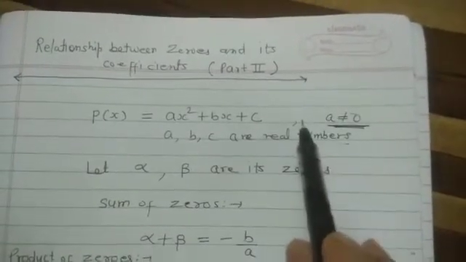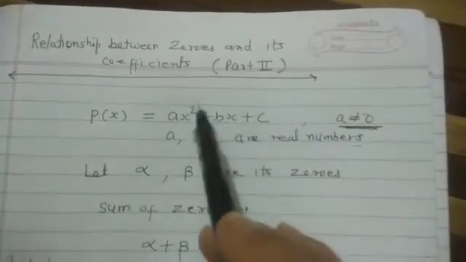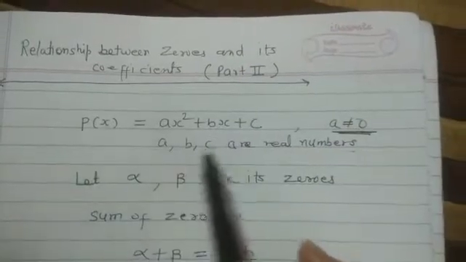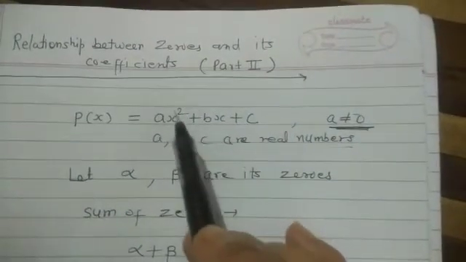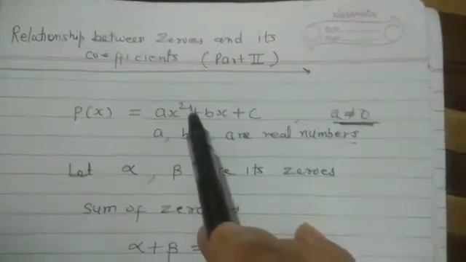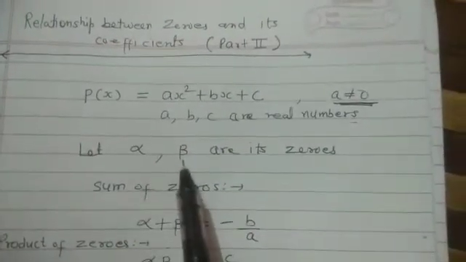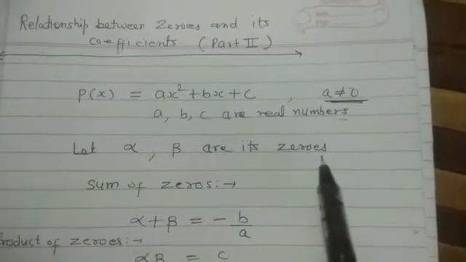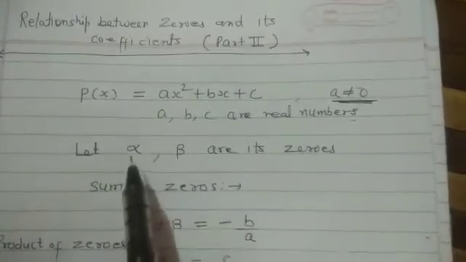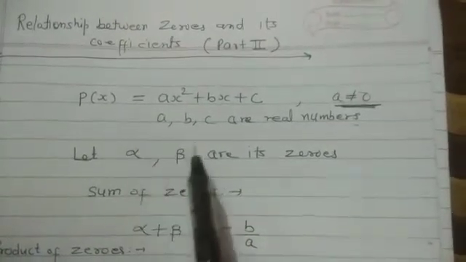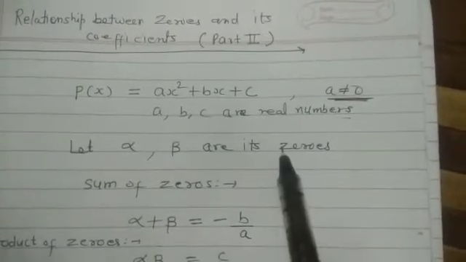Now, in the last lecture I told you that a quadratic polynomial has a maximum of 2 zeros. So let alpha and beta be its 2 zeros.